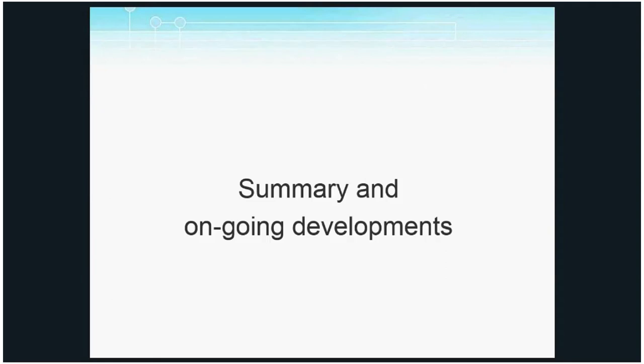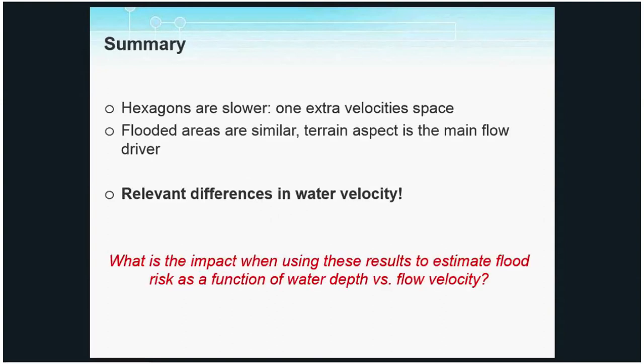So coming to the end of this short presentation. As I mentioned before, hexagons are slower. This is due to one extra velocity space that is needed to account for a third direction in the cellular automata. Flooded areas are very similar. This is due, I guess, to the terrain aspect that is the main driver for the flow. And this confirms that while we had to resample the hexagonal DEM, it still represents a very, very similar surface.